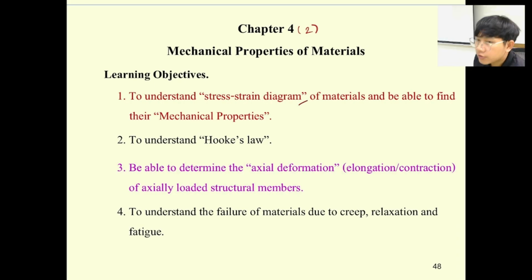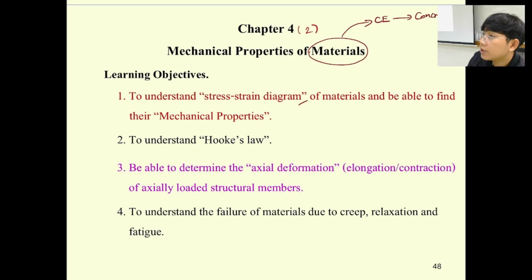So I would like to review again our chapter's name. Our chapter name is the mechanical properties of material, which means if we look at the material, this is going to be the repeat stuff that we talked about last time. We have, in the CE field, we're going to do a lot with concrete.